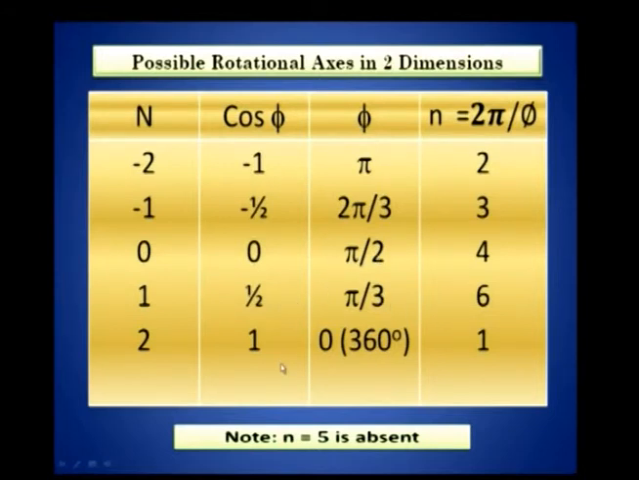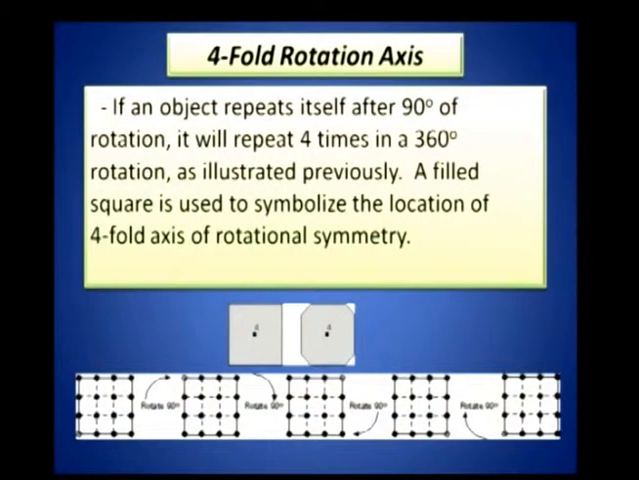If cos phi takes 1, then phi should be equal to 360. 360 is 0, right. So, rotation through 360 or no rotation is a null operation, right. No rotation or rotation through 360 or n times 360, both are the same. Okay. So, n is 2 pi by phi. What is n? N is the fullness of rotation.